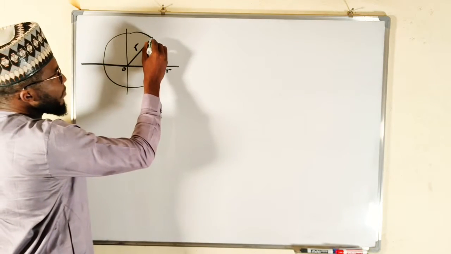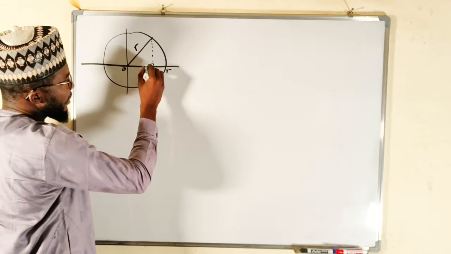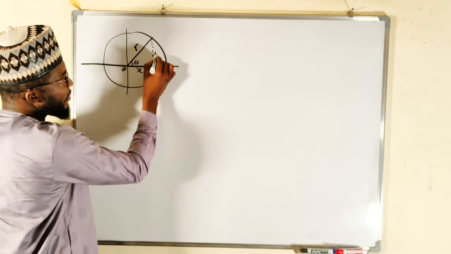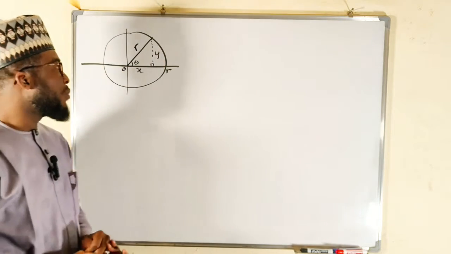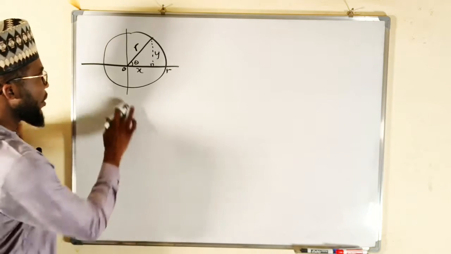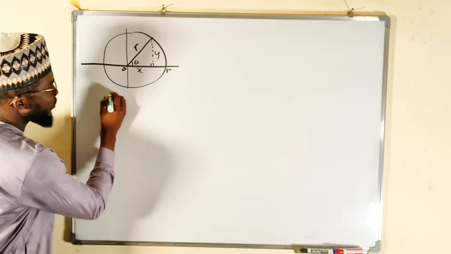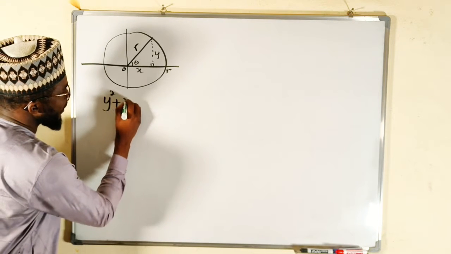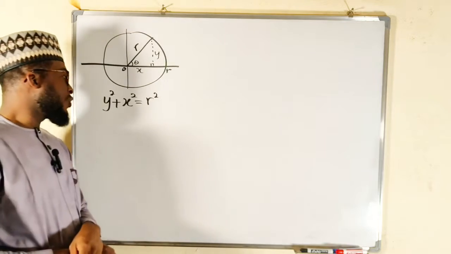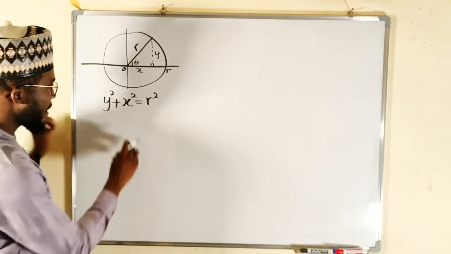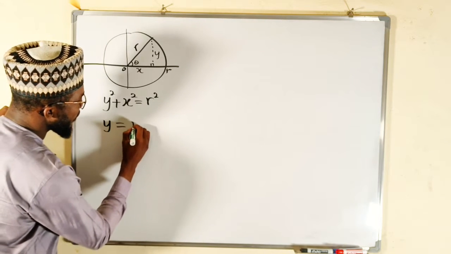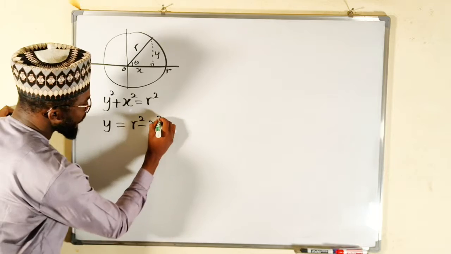So if we form a right angle triangle here, this is our angle of reference. Let's call this x and let's call this y. I would like to establish a relationship between x, y, and r according to Pythagoras' rule, which states that y squared plus x squared is equal to what? r squared. Now I would like to make y the subject here. Let's take this one to the other side. We have y squared equal to r squared minus x squared.